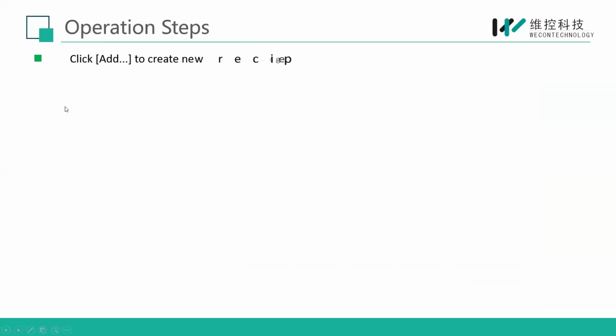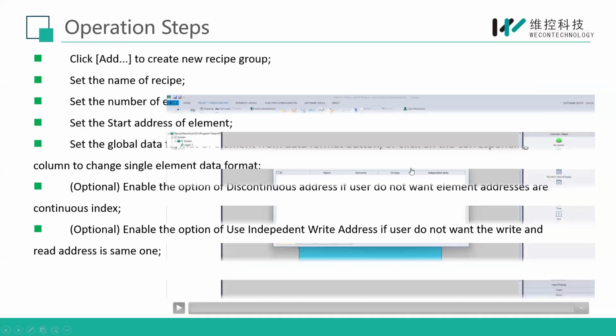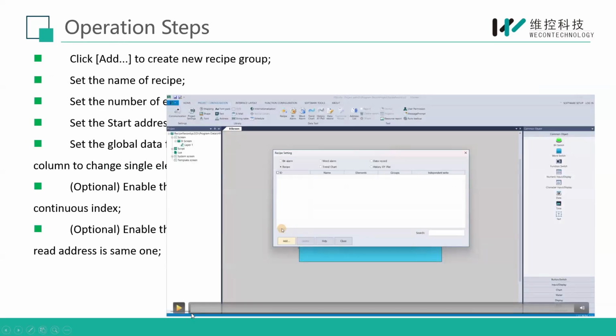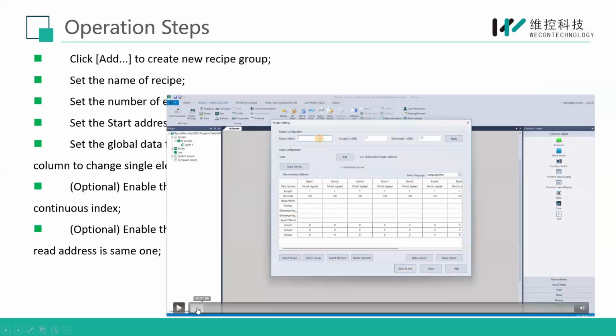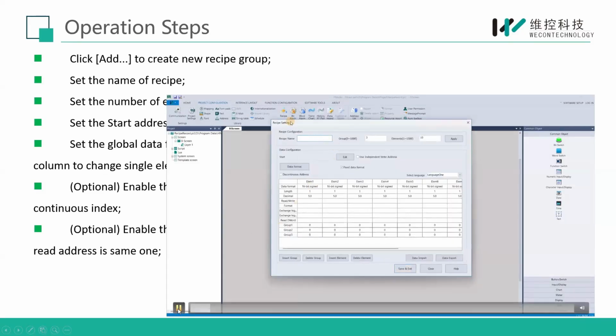These are the operation steps. Click add to create a new recipe group and set the name of the recipe. Let me start the video. You can click this add button to start creating and configuring the recipe. First write your recipe name, and then set your total number of groups and elements and click the apply button.